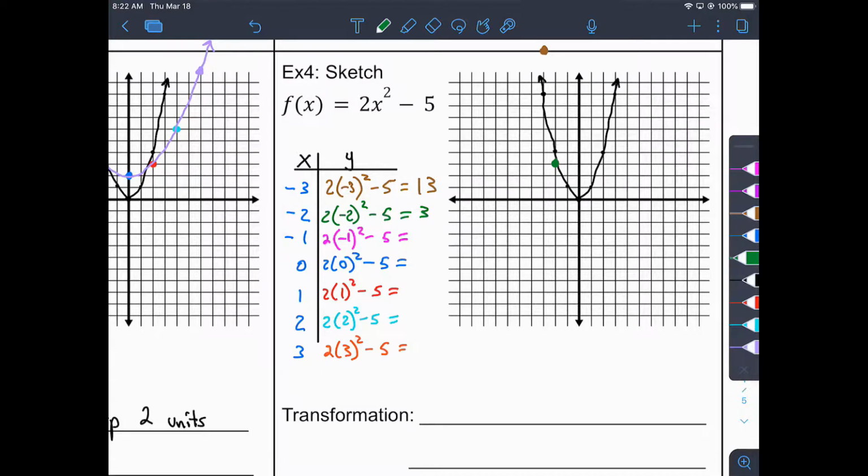Now, let's go to the next one. (-1)². (-1)² is 1, times 2, well, that's just 2. But 2 minus 5, that is a -3. So when I go over to a -1, because that's what I plugged in, I have to go down 1, 2, 3, to this -3 position. 0². 0² is 0 times 2 is still 0, but minus 5, hey, look at that. It's minus 5. So 0 means I didn't go left or right, but now I have to go down 1, 2, 3, 4, 5.